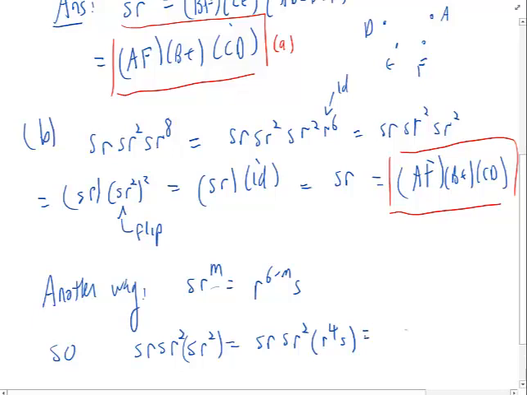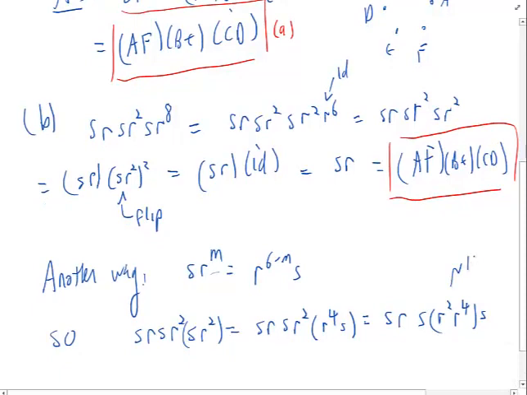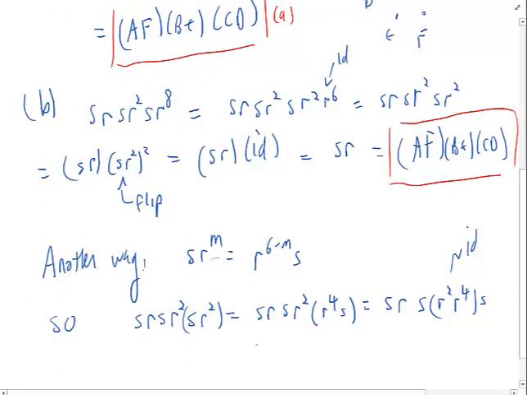Now look at what happens here. Then I get a whole bunch of collapsing. SR times SR squared. I could put the R squared and the R to the 4th next to each other. So that's the identity. So then I get SR times S times the identity times S, and that's SR times S squared, and S squared is also a flip, so that's equal to SR. So I get the same answer either way.